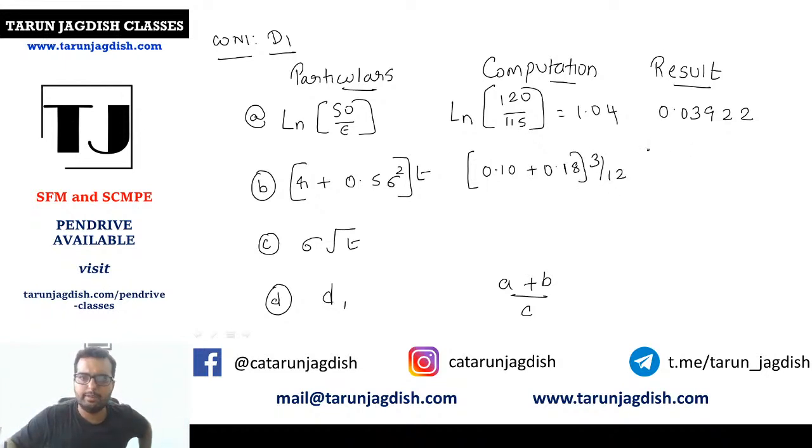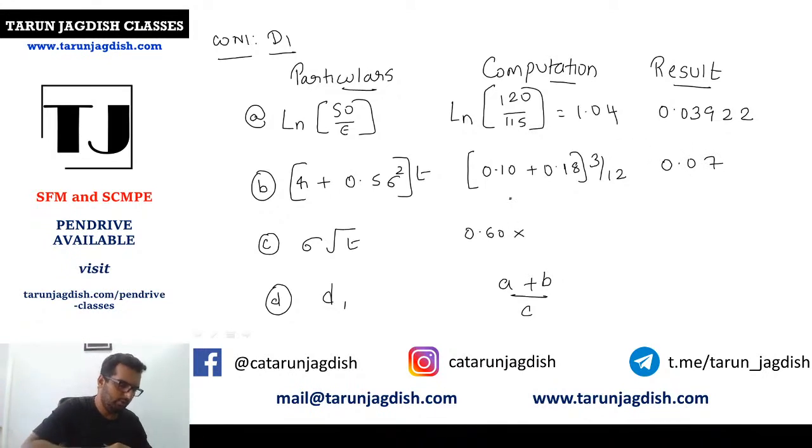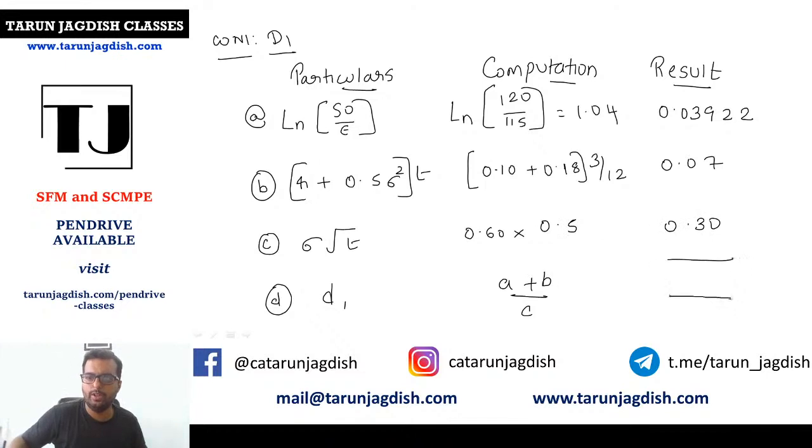Whole multiplied by 3 by 12. So that will be 0.28 into 3 divided by 12. You will get the answer as 0.07. Standard deviation root t will be 0.6 into square root of 0.25. That will be 0.5. So I'll get the answer as 0.30. So the D1 will turn out to be 0.03922 plus 0.07 divided by 0.3. You will get the answer as 0.3641. Can you please write down till here in your books now?